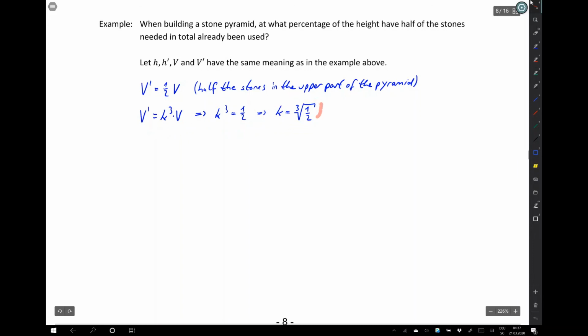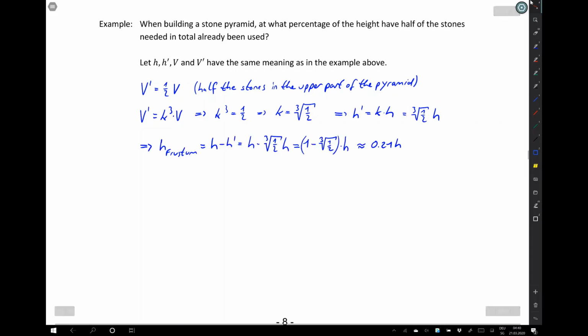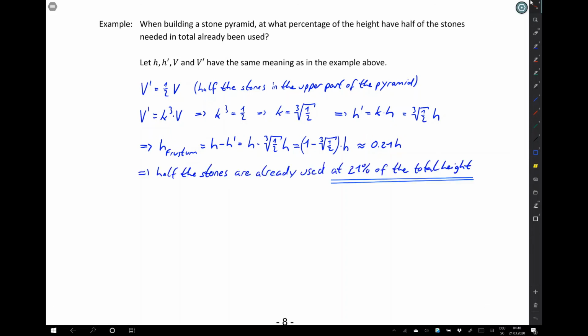so we find that stretching factor k is the third root of 1/2, and hence the height of the small pyramid is just the third root of 1/2 times the original height. The height of the frustum is the height of the original pyramid minus the height of the small pyramid, and we get in the end 0.21 times the original height. So we have found that half the stones are already used when we are only at 21% of the total height.